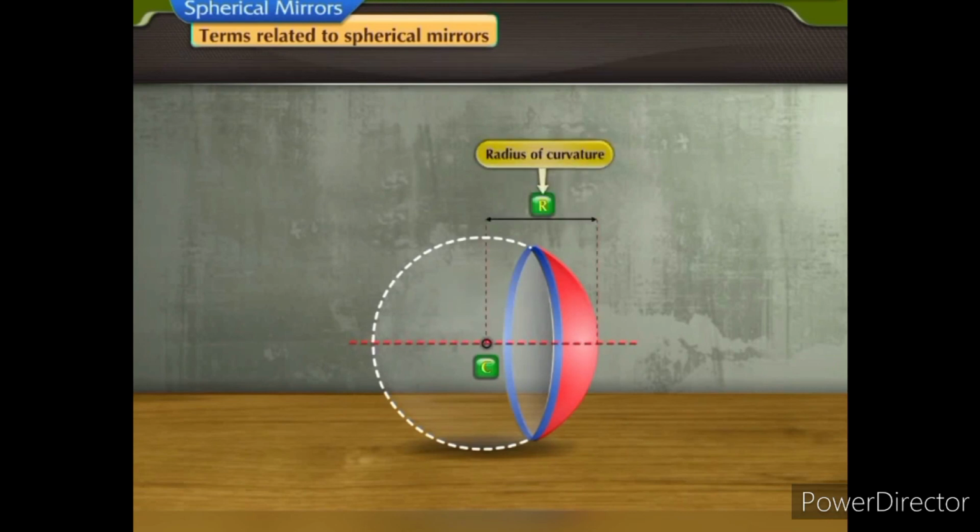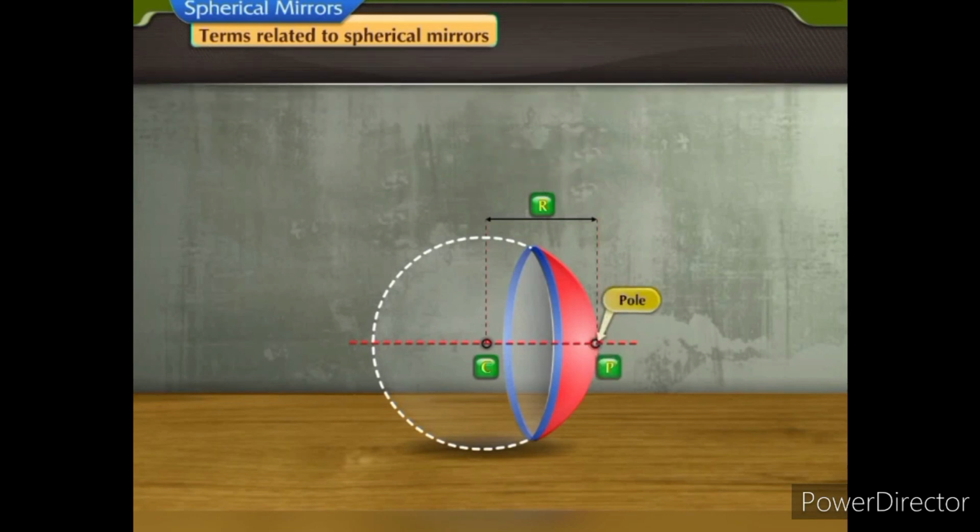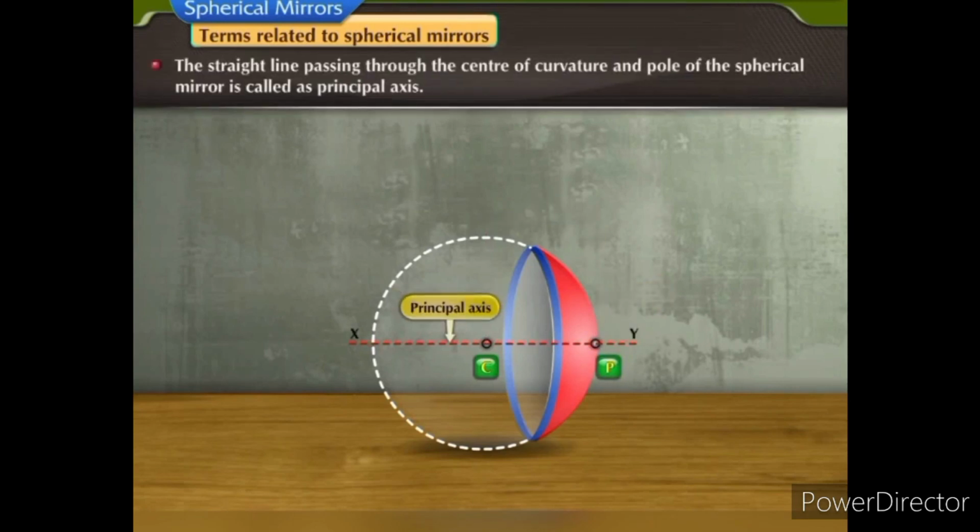Radius of curvature, abbreviated as R. Radius of curvature of a spherical mirror is the radius of the sphere of which the given mirror can be considered as a part. Pole, abbreviated as P. The center point of a given mirror is known as the pole. Here, P is the pole. Principal axis. The straight line passing through the pole and center of curvature of the mirror is known as principal axis. Line XY is a principal axis.